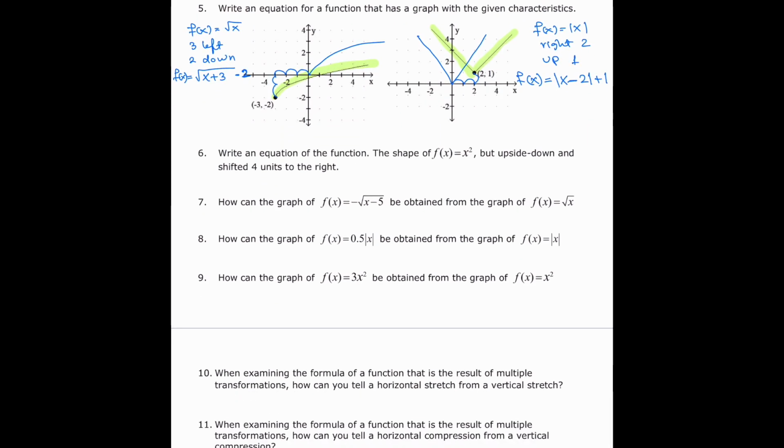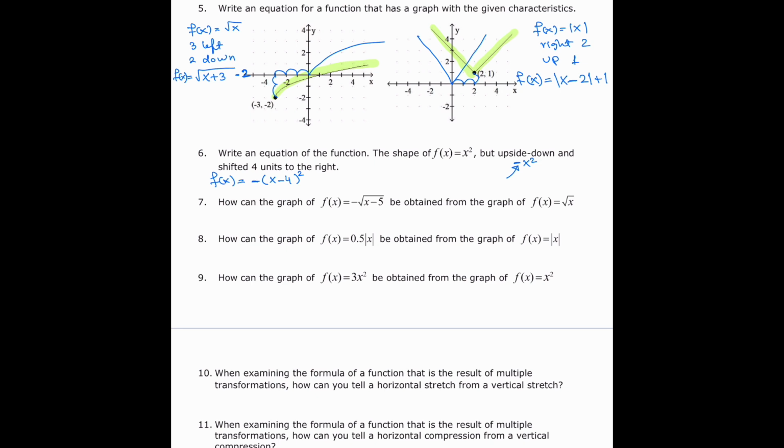Write an equation of the function of the shape f of x equals x squared, but upside down and shifted 4 units to the right. Upside down means we're going to multiply the function by negative. So this transformation is going to be negative x squared. And then shifted to the right 4 units is basically (x minus 4) all squared. If we apply the negative, it's going to be minus that. So f of x equals negative (x minus 4) squared, and that is the final transformation.